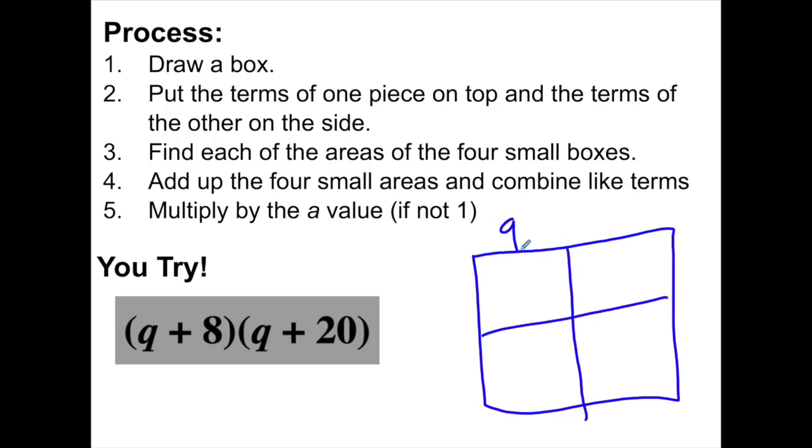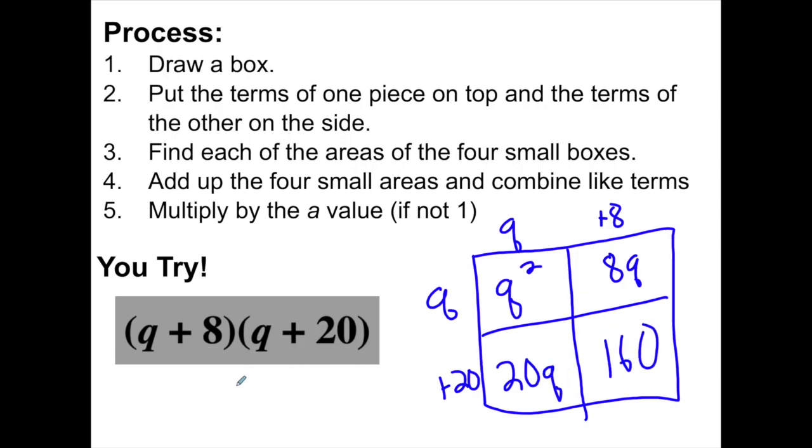So here I go. Up top, q plus 8. To the left, q plus 20. In the box, q squared, 8q, 20q, 160. Okay, so I get q squared plus 28q. Don't forget to add up those q's, plus 160. Q squared plus, make sure you get 28q plus 160. Okay, just setting up our box and doing it step by step.